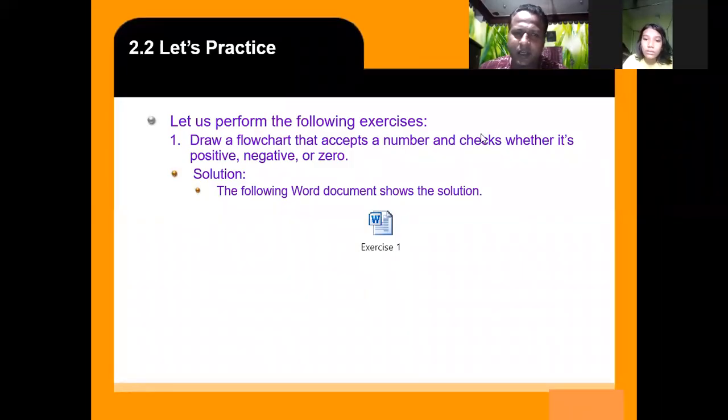You have to accept a number and check whether that number is positive, negative, or zero. Okay, so write the question. Draw the flow chart. Whether the number is positive, negative, or zero.